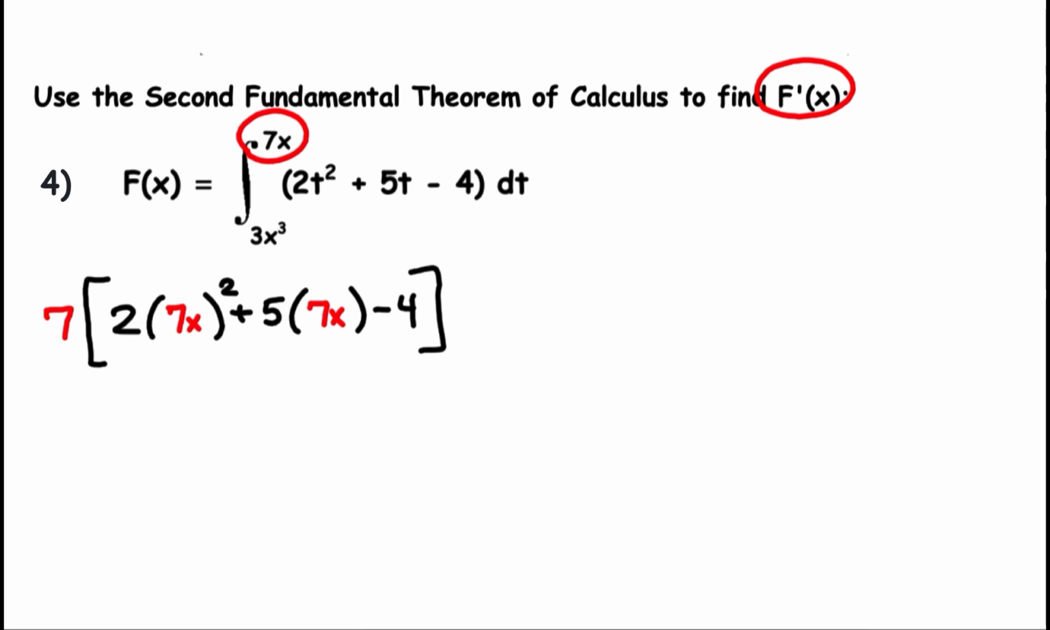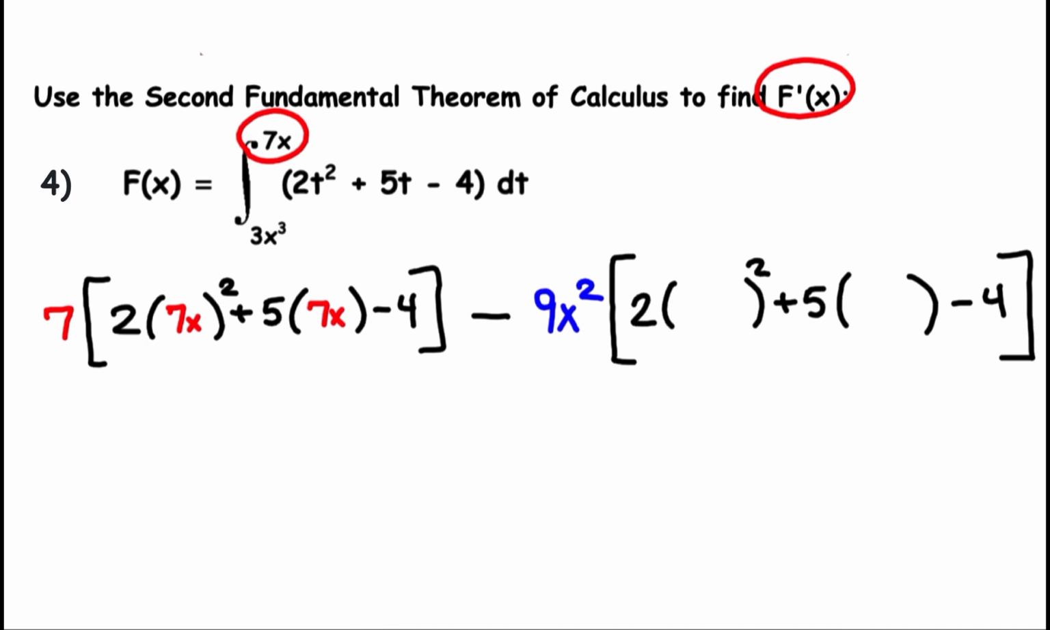Okay, steps 1 and 2 are complete. Step 3, subtract. Awesome. And finally, step 4. Repeat steps 1 and 2 with a lower limit of integration, the 3x to the third, whose derivative happens to be 9x squared. I'm going to lead off with that. Just slowly becoming more efficient. All right, so the 3x to the third gets dumped into both of the parentheses where the t's used to be. And now it's just up to me to simplify.